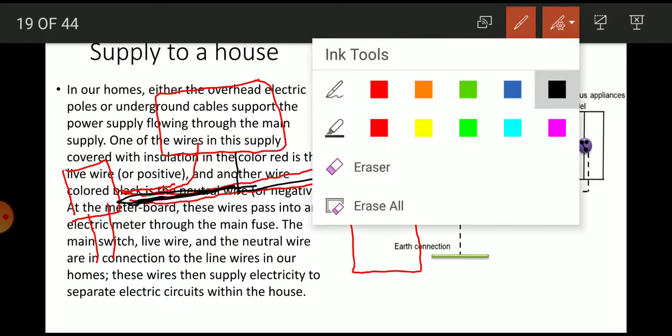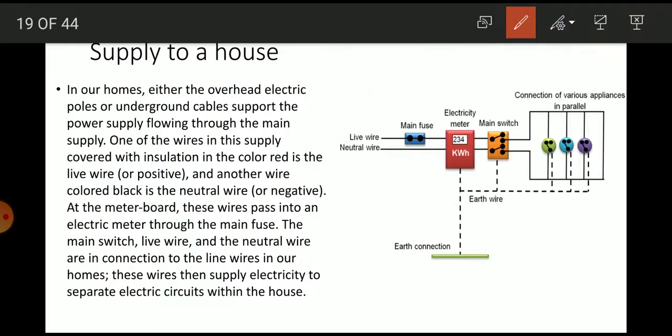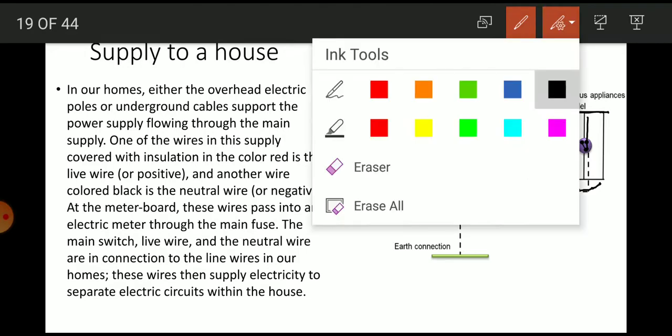These connections are done like this. Now if you look, the live wire is flowing in this direction. It is given to different rooms. A live wire is given as a different connection to each room. And the neutral wire might be common. You can use it.